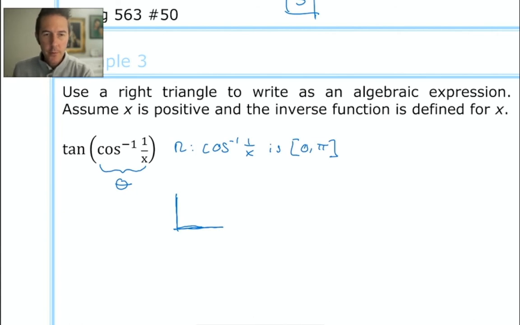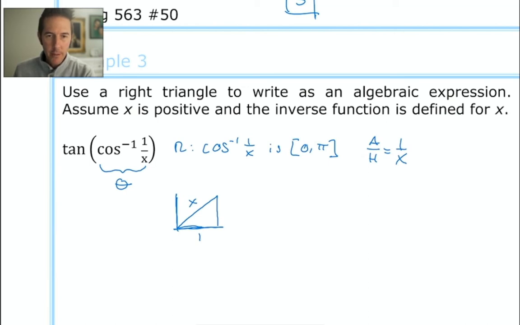So theta is in the first quadrant, and cosine, we said from SOHCAHTOA, is adjacent divided by hypotenuse, which in this case is equal to 1 over x. So I'm just going to throw this hypotenuse somewhere up into the first quadrant. It's not necessarily a 45-degree angle. That's just roughly where I'm drawing it. But the adjacent side measures 1, and the hypotenuse measures x.